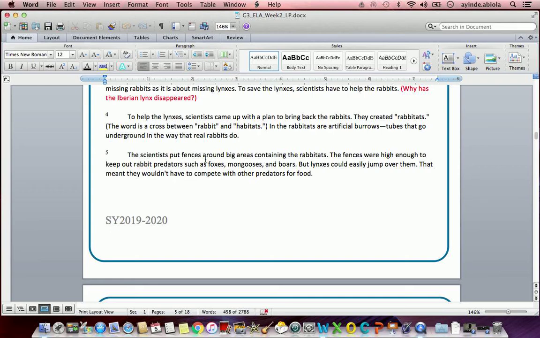The scientists put fences around big areas containing the rabbits. The fences were high enough to keep out rabbit predators such as foxes, mongooses, and boars, but lynxes could easily jump over them. That meant they wouldn't have to compete with other predators for food.